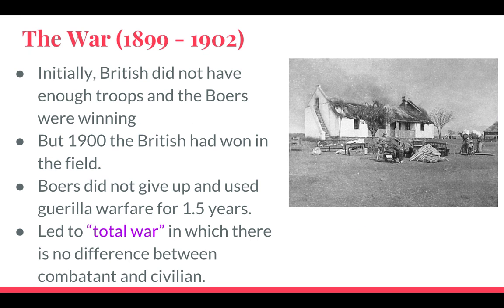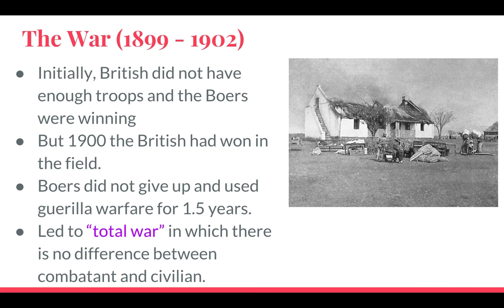So the war lasted from 1899 to 1902. There were two parts, but we're dealing with all as one. And ultimately, the Boers did a pretty good job beating the British. The British did not have enough troops there, and the Boers were fighting for their home turf. But Britain then sent a lot more troops, and they started to win. However, the Boers continued to fight. They did not stop, and they started using guerrilla warfare.